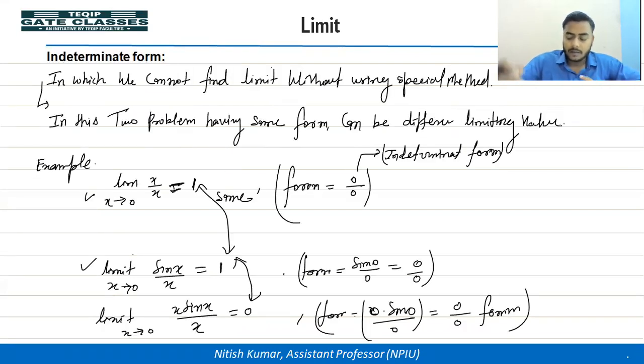Now, we can say that for an indeterminate form, to calculate the limiting value we need some special method, right? So when we say determinate or indeterminate, what is the meaning of this? The word indeterminate means we cannot find the limiting value by using a simple method. We have to use some special method. So that is the meaning of the word indeterminate.